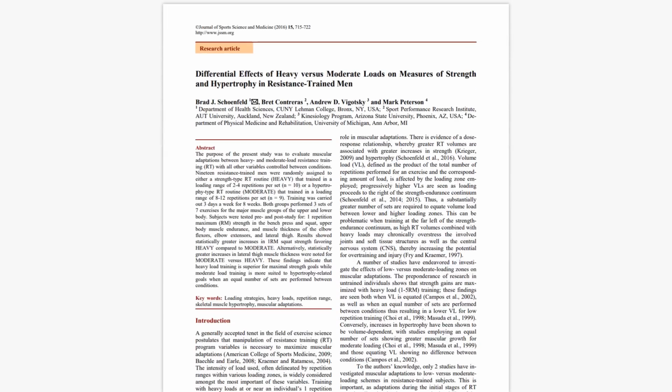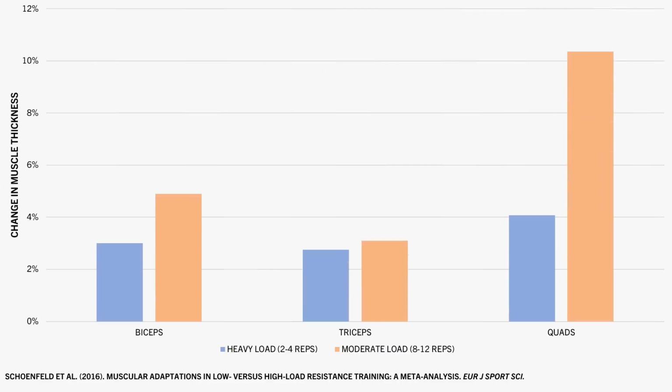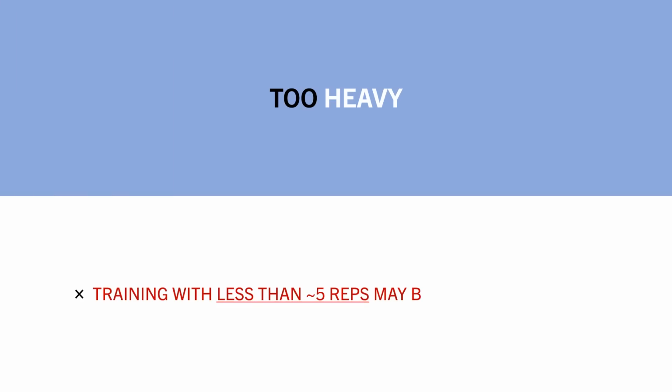This was explored in this study, which compared the effects of heavy versus moderate load training on muscle growth. Trainees performed this full body training routine 3 times per week for 8 weeks, with all sets taken to failure. One group performed all sets in the 2 to 4 rep range, while the other group trained in the 8 to 12 rep range. And as we can see, the moderate load group saw superior growth of all muscles measured, shown in the orange, compared with the heavy load group, shown in the blue. So it seems that training with less than around 5 reps per set will probably result in slightly inferior muscle growth compared with 5 or more reps per set. Although this is just an approximation, not necessarily a hard cutoff.